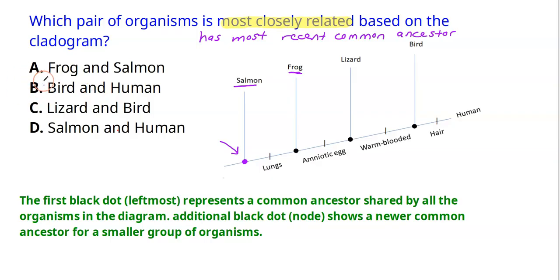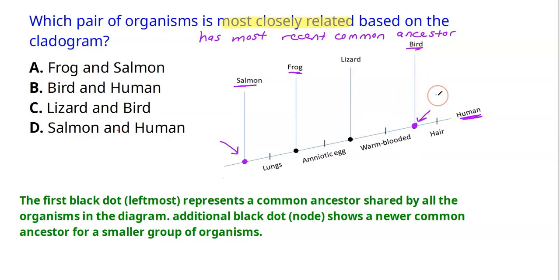Let's go to the bird and the human and find the most recent common ancestor of those two. Here's the human, here's the bird. So where is the most recent common ancestor for the bird and the human? Let's trace it backwards until the black point is in common to both. So here's the human. I'm going backwards. Here's a common ancestor. And here's the bird. I'll trace it down this line, and they touch right here. So this is the most recent common ancestor between the human and the bird.